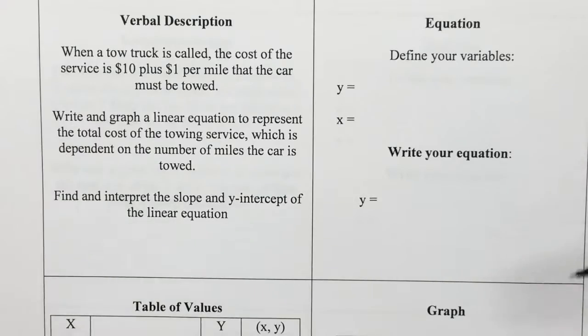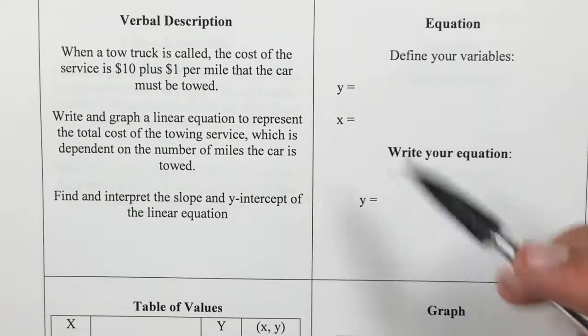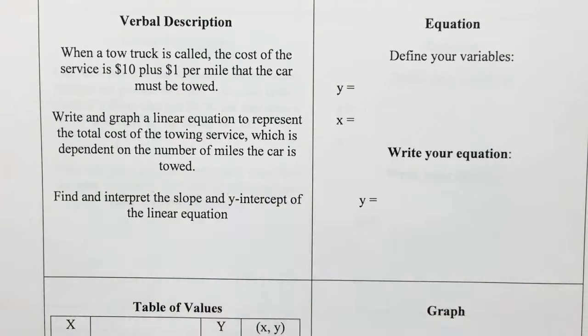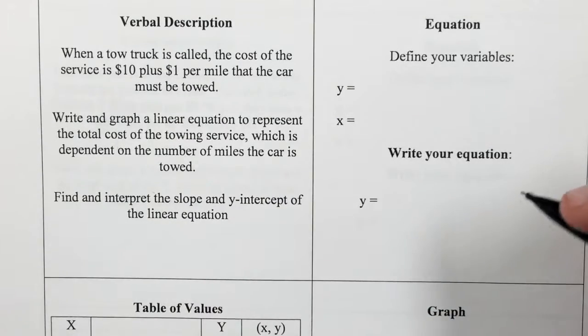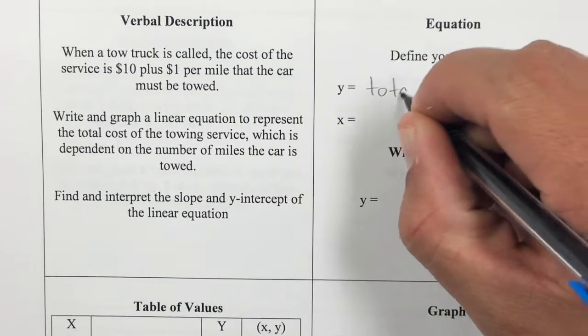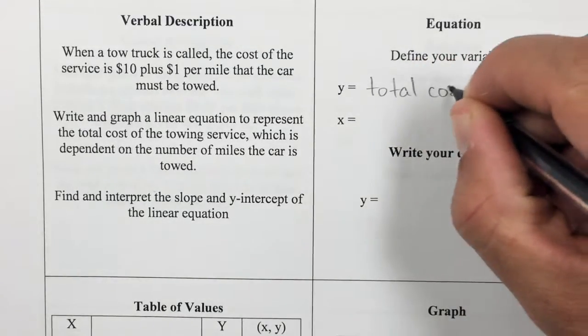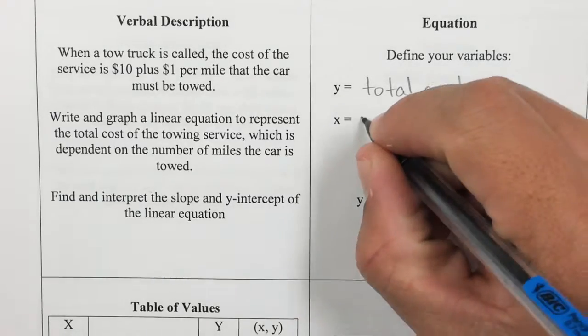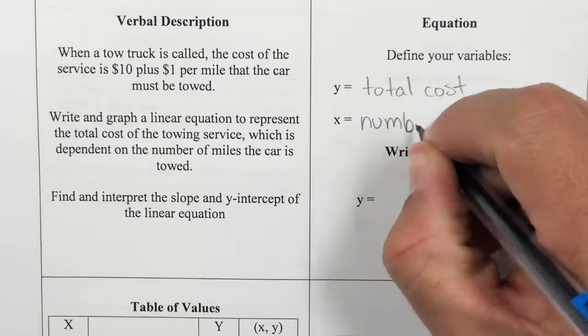Okay, we're going to define our variables first. Which one's the y? Is it the total cost, or is it the number of miles towed? In this case, it is the total cost. Your total cost will be your y, and if the total cost is the y, then obviously the x is the number of miles towed.